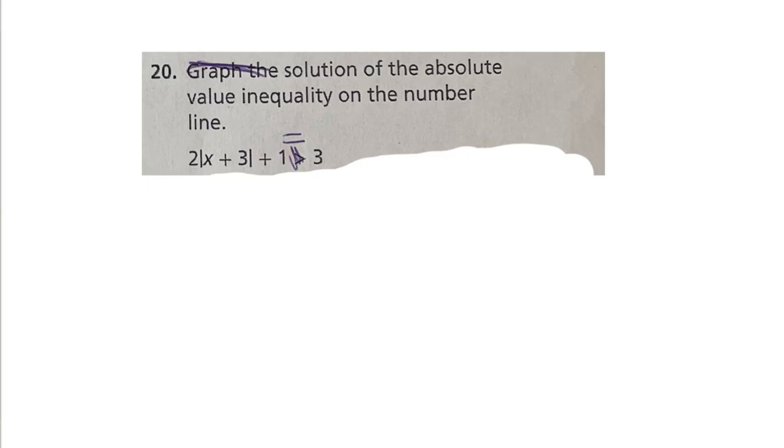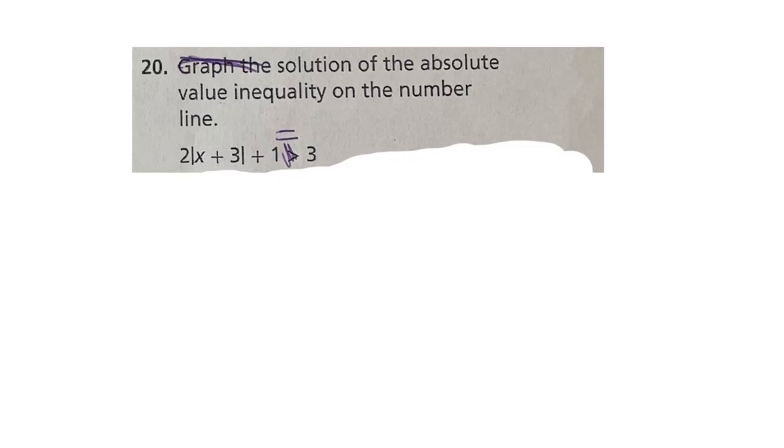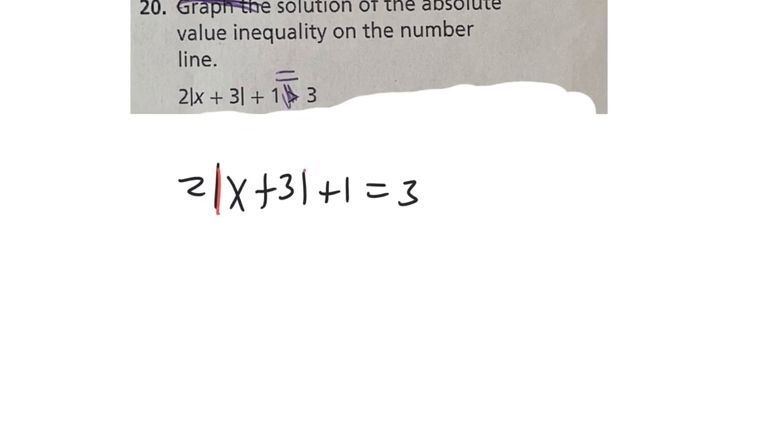Graph the solution of the absolute value inequality on the number line. Okay, so this has been replaced with an equal sign. I'm going to assume the teacher is telling the students that they're not there yet. We're not at the point where we're going to be doing a problem like this. So instead, let's just treat this as an equal sign for now because that's a little bit more of a basic type of problem. So I'm going to assume that that's the reason for the equal sign. So let's go ahead and go through the motions.